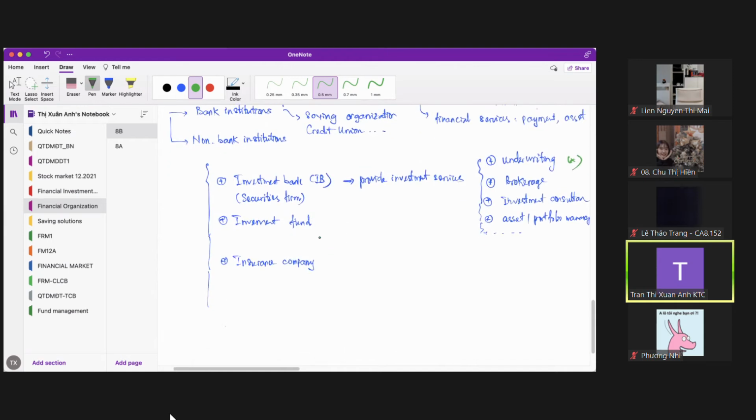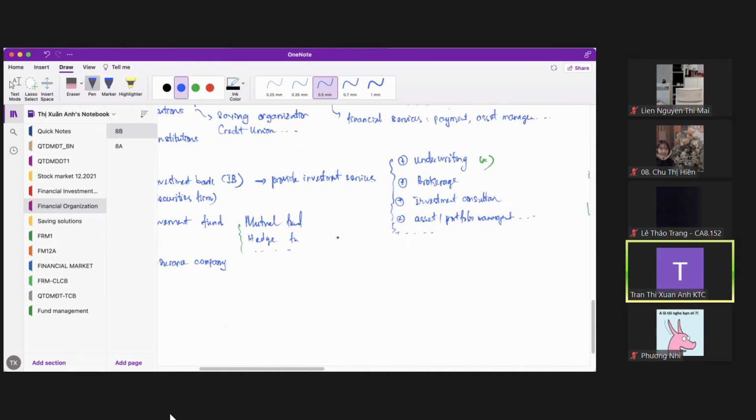For investment funds, we have a lot of kinds of funds in the markets. Let's say we have mutual funds, hedge funds, pension funds, or ETFs. And in the next lectures, we will discuss this in more detail.